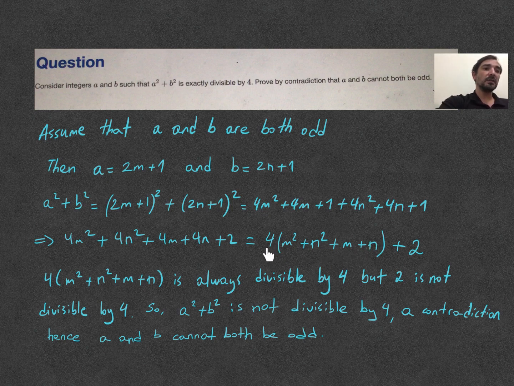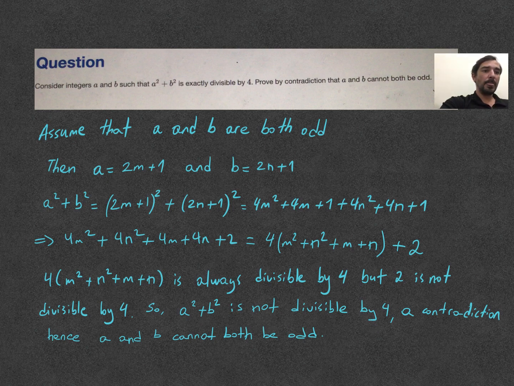Now as you see, this whole expression is actually divisible by 4 because we have the coefficient of 4. So this is always divisible by 4. Or if we have, let's say, 8, this is also going to be divisible by 4. If you have a multiple of 4 as a coefficient of this expression, then this is always divisible by 4. But plus 2 will make it a problem, because plus 2 is not divisible by 4, right? So as a conclusion, we just say a squared plus b squared is not divisible by 4.